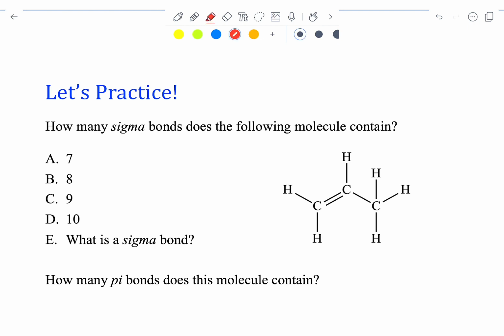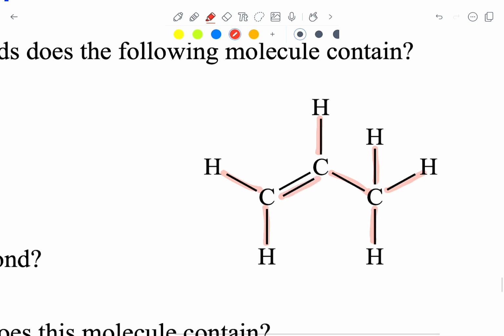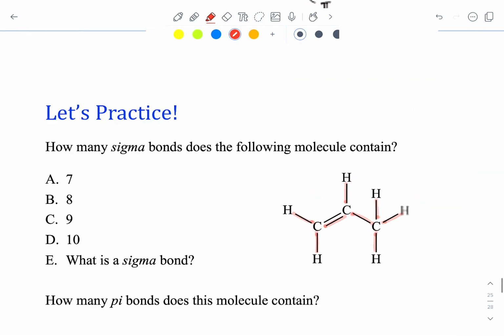Let's highlight these. Red is sigma. Every bond that you see is made up of at least one sigma bond. If it's a single bond, it's a sigma bond. So here's a single bond, there's a single bond. If they're single, they're sigma. When I have a double bond, I can only define one of those as a sigma bond. So if we count those up, we have 1, 2, 3, 4, 5, 6, 7, 8 sigma bonds.